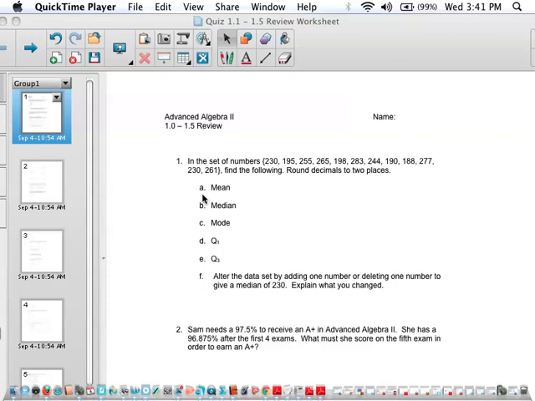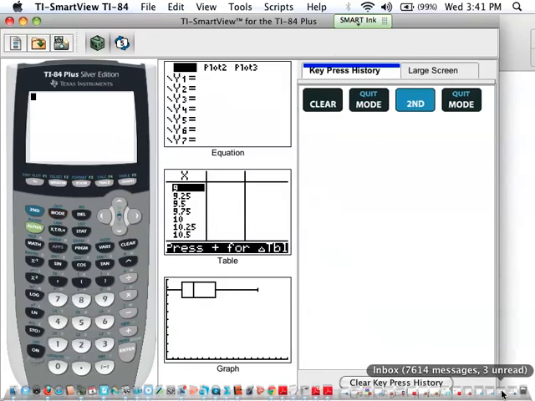Okay, let's take a look at the Algebra 1 quiz review for sections 1.0 through 1.5. That's going to include mean, median, mode, Q1, Q3, and the box and whisker plot. So if we take a look at this data, you could do it by hand by listing it in order, but since you already know how to do that, I think you should go to the calculator and enter this data and calculate all of those measures of central tendency. Let the calculator do the work.